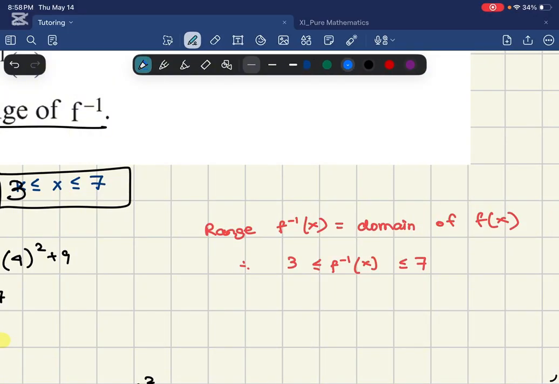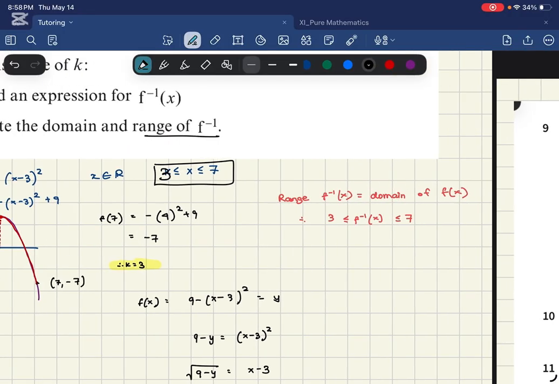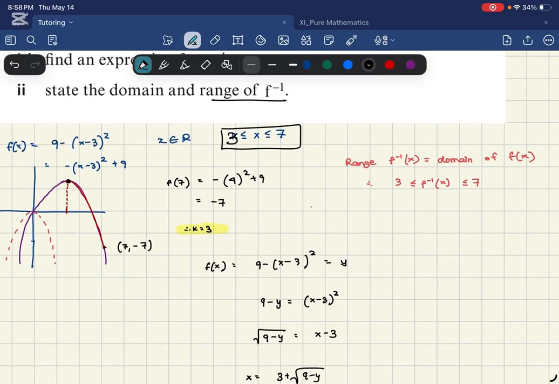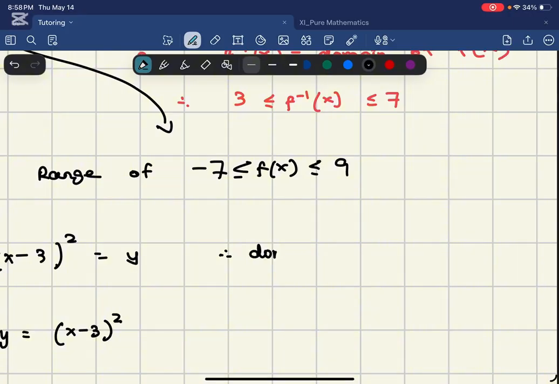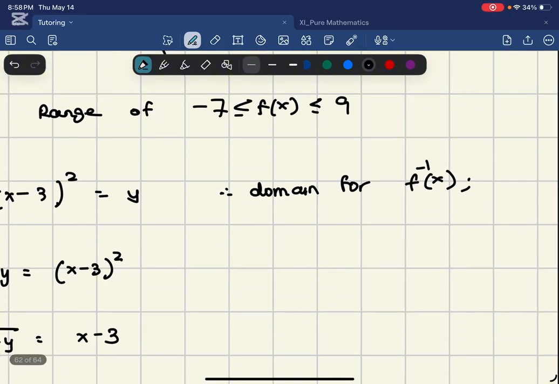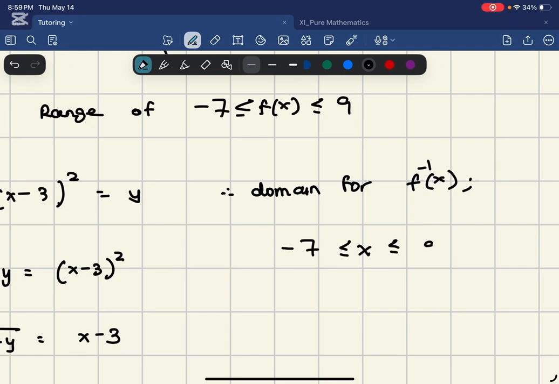And now, within this domain, what is our range? Our range for f of x, range of f of x for this domain is that f of x is smaller than or equal to 9, because your vertex is at 3, 9, so your 9 is max, and it's bigger than or equal to -7. Your red part does not go lower than -7. So therefore, your domain for f inverse of x is that x has to be bigger than or equal to -7 and less than or equal to 9.